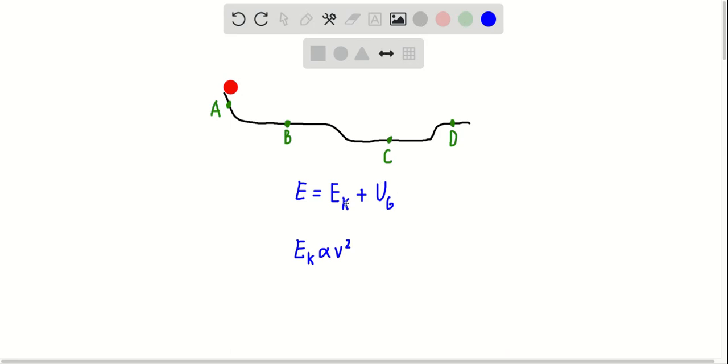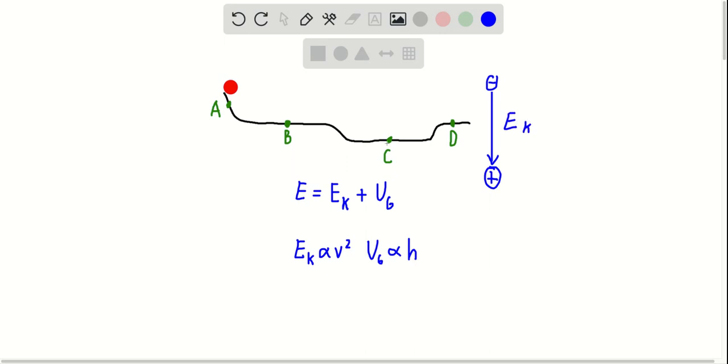So we know that to gain kinetic energy, we need to lose gravitational potential energy. And gravitational potential energy is proportional to height. That means that kinetic energy will increase as the ball goes down. So here we have more, here we have less kinetic energy.